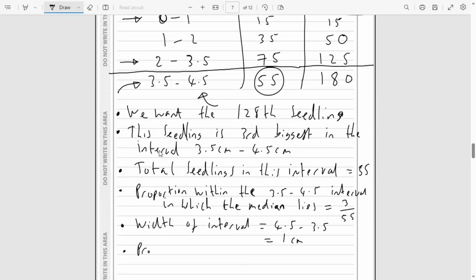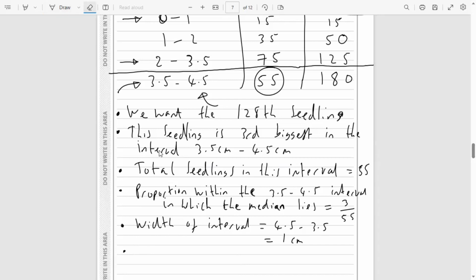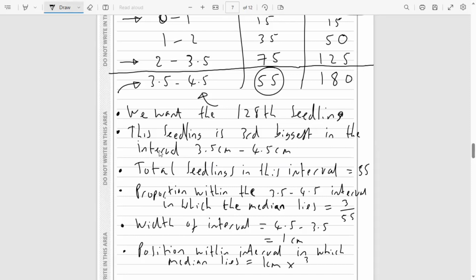So proportion, or let me call it position within the interval in which median lies is going to be the width in centimeters, so the width of our category, so 1 centimeter, and then times by our proportion, so 3 over 55. 1 times 3 over 55 is literally just 3 over 55.